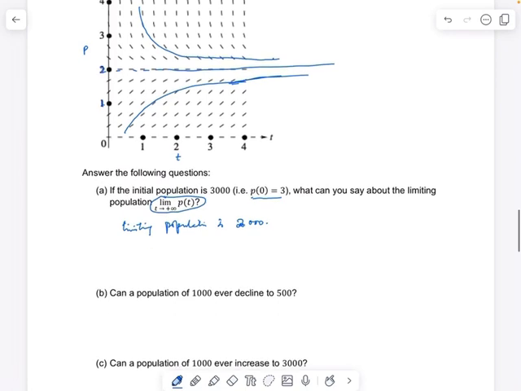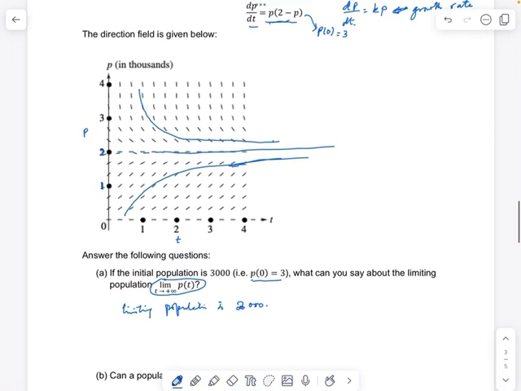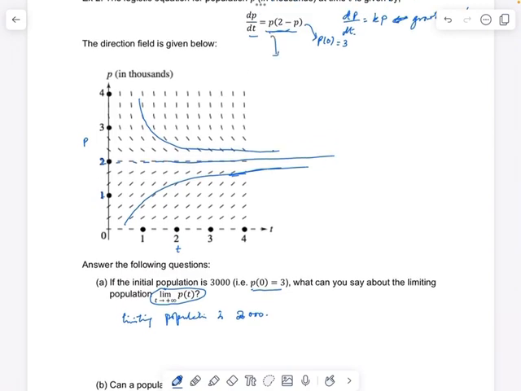Also note one more thing. If you look at the given differential equation, what is happening if you set dP/dt, your rate, equal to 0? This means P times (2 minus P) is equal to 0. So this is going to give P equal to 0 or P equal to 2. This is what we are looking for: where the rate is becoming 0, no change in the population. When does that happen? When the population is 2, or down here when the population is 0.